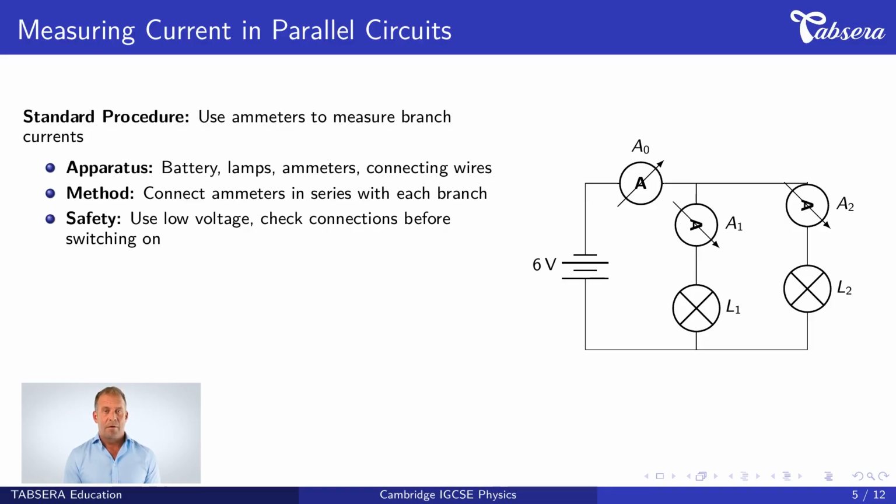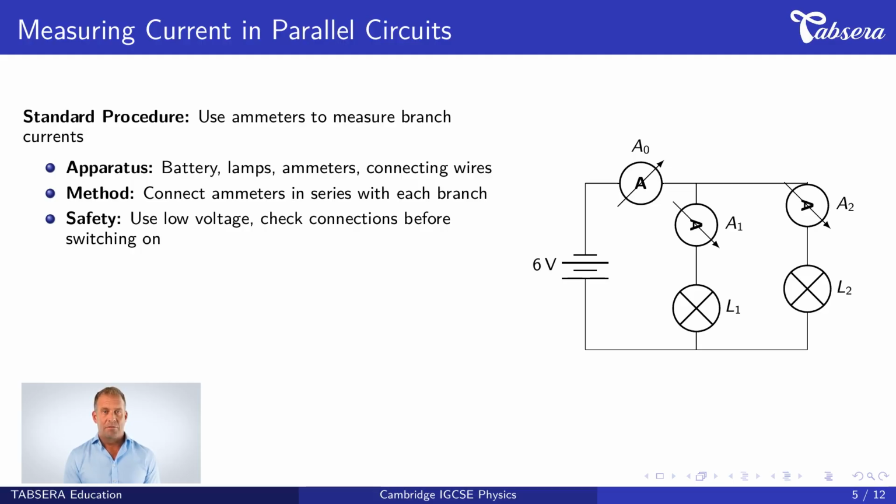Now we examine the experimental method for measuring current in parallel circuits. This follows Cambridge IGCSE practical requirements. The apparatus needed includes a battery or power supply for electrical energy, lamps as resistive components, ammeters to measure current, and connecting wires for circuit construction. The method consists of these steps. First, construct the parallel circuit with components connected across common points. Second, connect ammeters in series with each branch to measure individual currents. Third, connect 1 ammeter in the main circuit to measure total current.